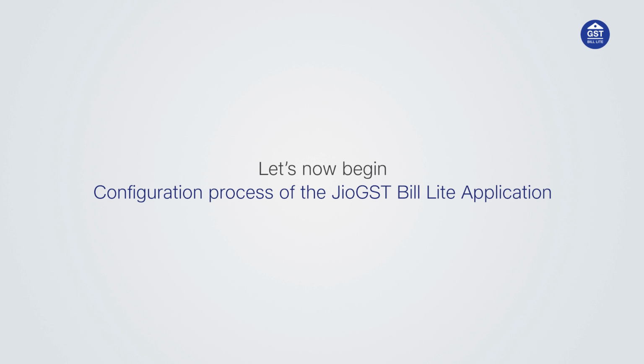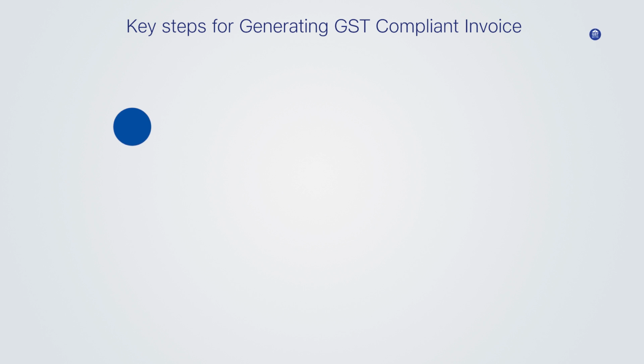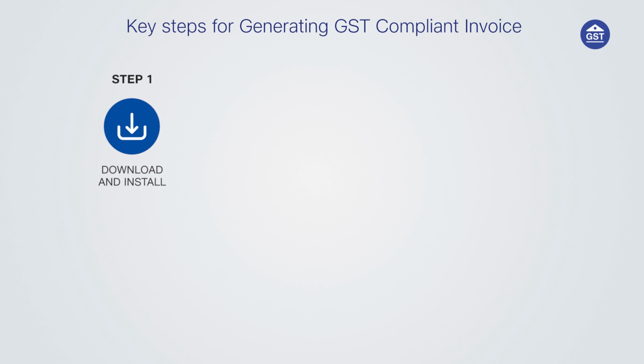Let's now begin the configuration process of the JioGST Bill Lite application. This is a one-time activity. To begin with, you need to download and install the JioGST Bill Lite app from Google Play Store. Next, register in the Bill Lite application and then log in.